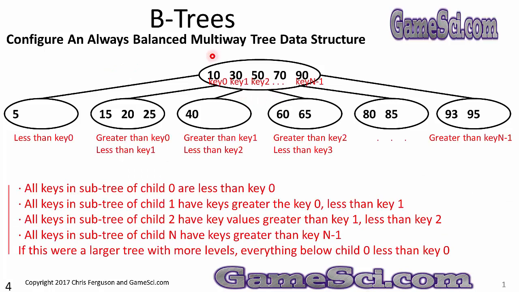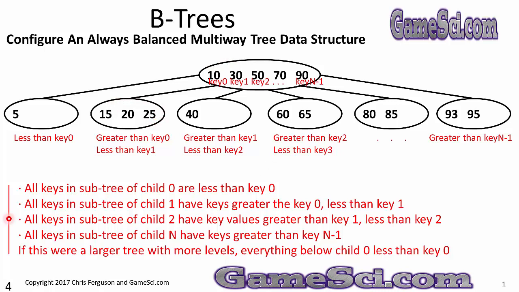Understand the relationship between the keys and the children. All the keys in the subtree of child 0 are less than key 0. All the keys to the left of 10 are less than 10. All the keys in the subtree of child 1 have keys greater than key 0, but less than key 1. Between key 0 and key 1 is this reference right here. These values, 15, 20, and 25, are less than 30, but greater than 10.